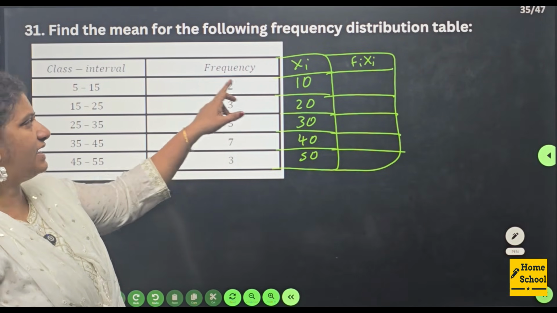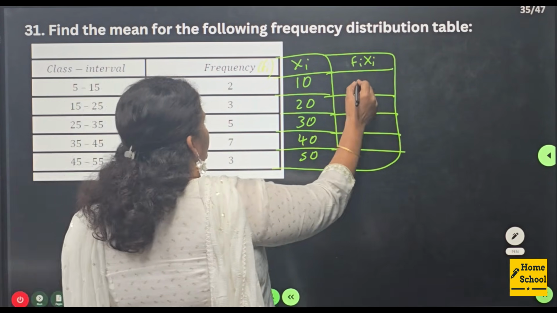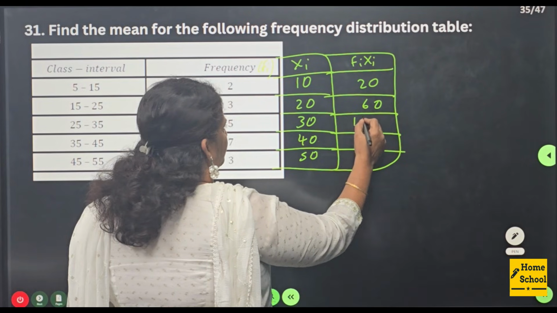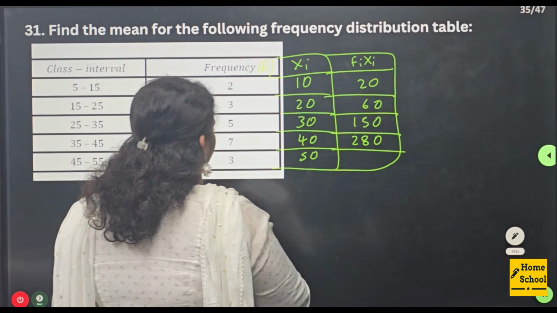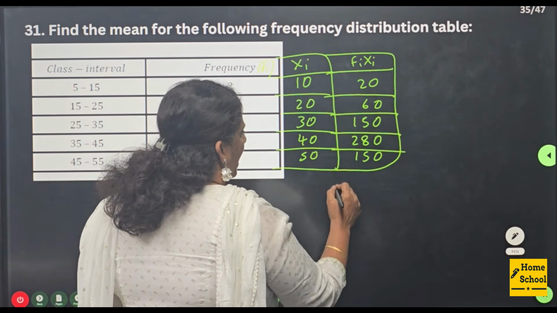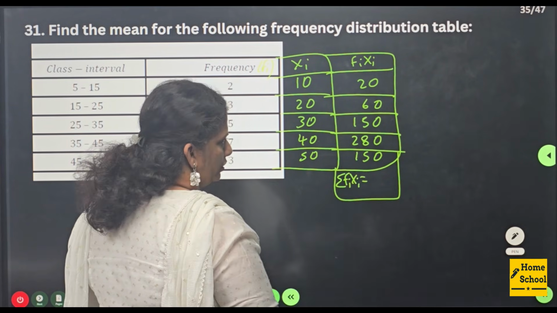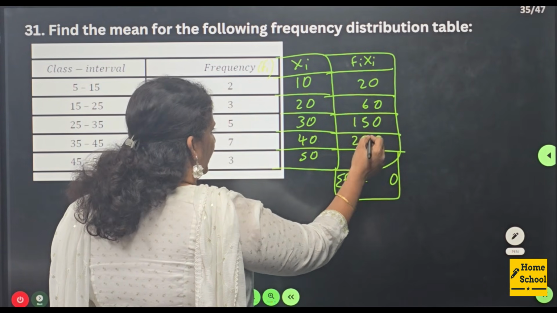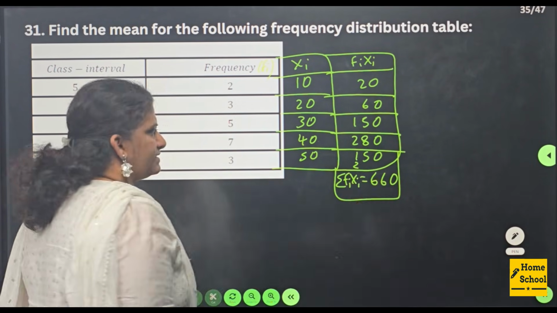Now multiply xi and fi. Frequency, I can write it as fi. 10 2s are 20, 3 20s are 60, 5 30s are 150, 7 40s are 280, 3 50s are 150. Now add all these and say summation fi xi is equal to, add all these: 0, 6 plus 2, 8, 13, 21, 26, 3, 5, 6, 6, 660.